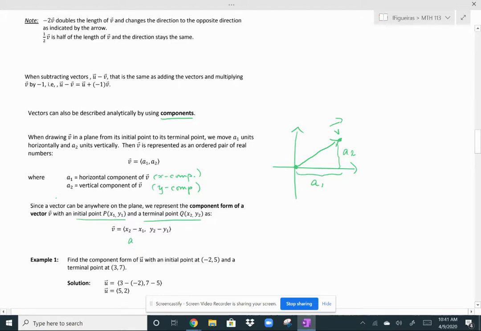So this is a sub 1. This is the horizontal component. And the second one, the vertical component, or the y component, which we call a sub 2, would be the difference of y sub 2 minus y sub 1.